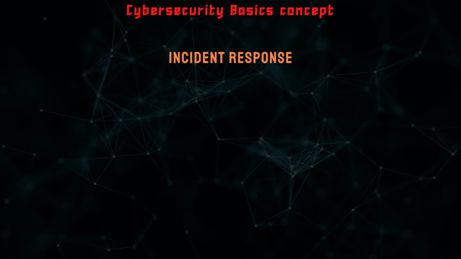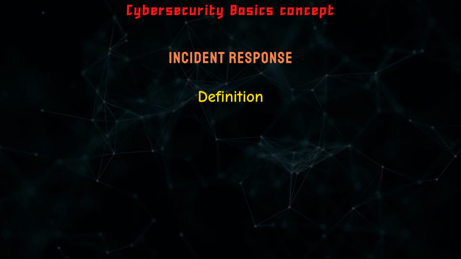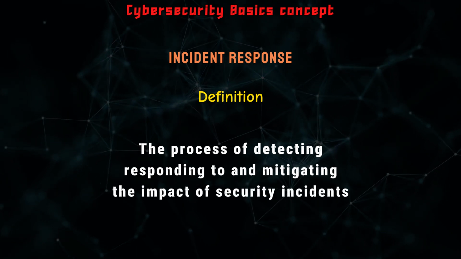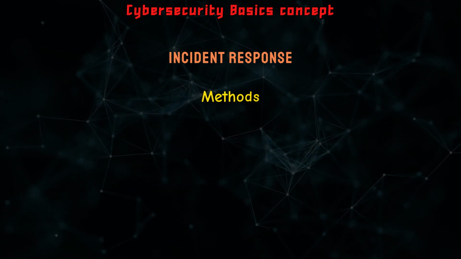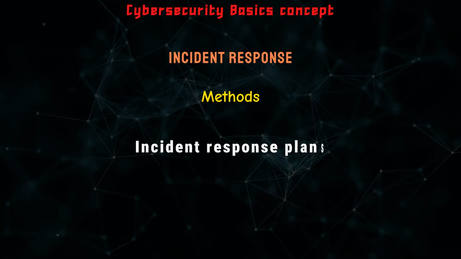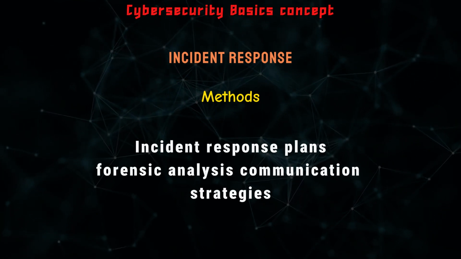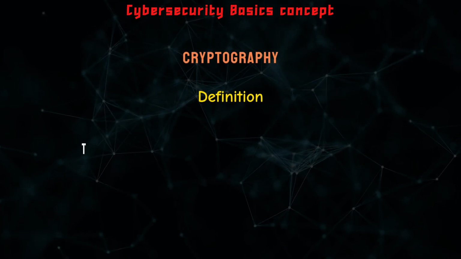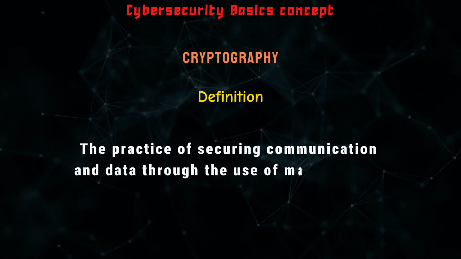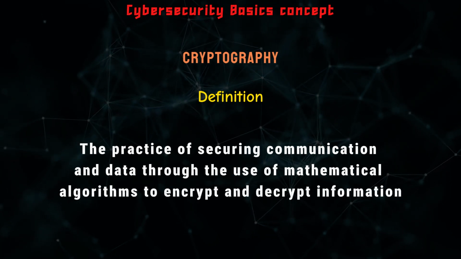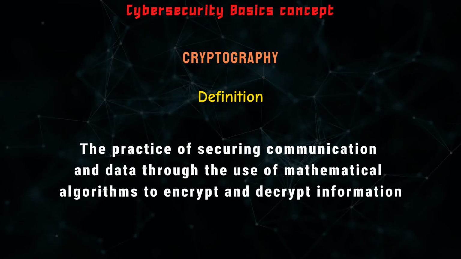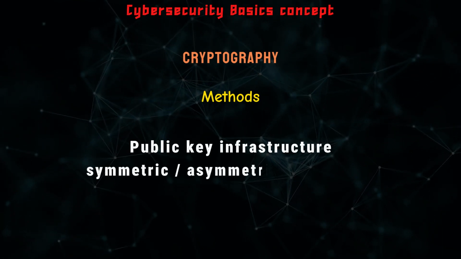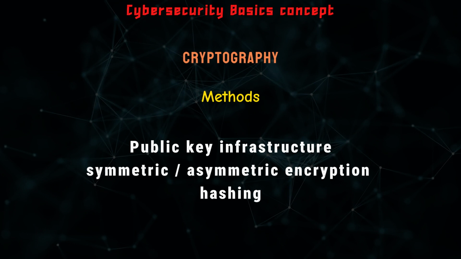Incident response. Definition: the process of detecting, responding to, and mitigating the impact of security incidents. Methods: incident response plans, forensic analysis, communication strategies. Cryptography. Definition: the practice of securing communication and data through the use of mathematical algorithms to encrypt and decrypt information. Methods: public key infrastructure, symmetric and asymmetric encryption, hashing.